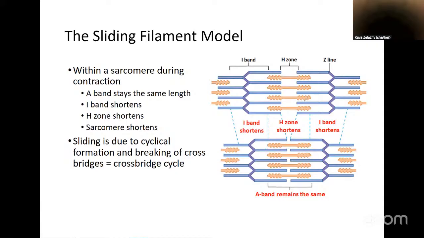Now this change in the amount of overlap is happening because we have the formation and breaking of cross bridges. So we're going to see these paddles on the myosin essentially grabbing on to the actin and flicking it in towards the middle. We're going to be grabbing and pulling in order to shorten the sarcomere for our contraction.